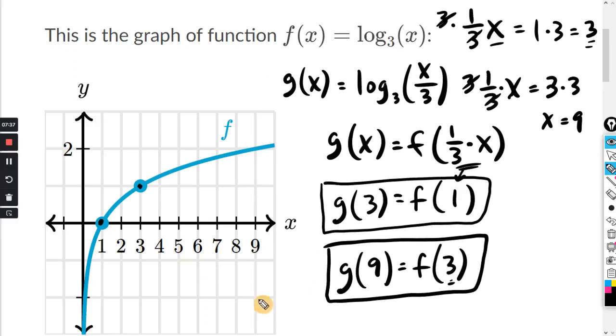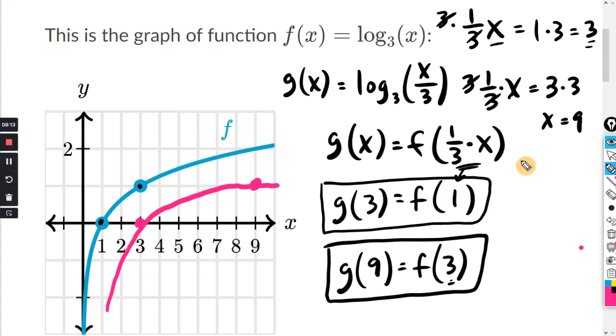All right, so the g function, at f of 1, g is going to be 3. So right here, the g function is going to be at 3. And instead of f of 3, it's going to be g of 9. So this is f of 3. The g of 9 is going to be right there. So the g function, I'm not even worried about this part down here too much, just these 2 points. The g function is going to be like that. Okay, so it passes through those points.